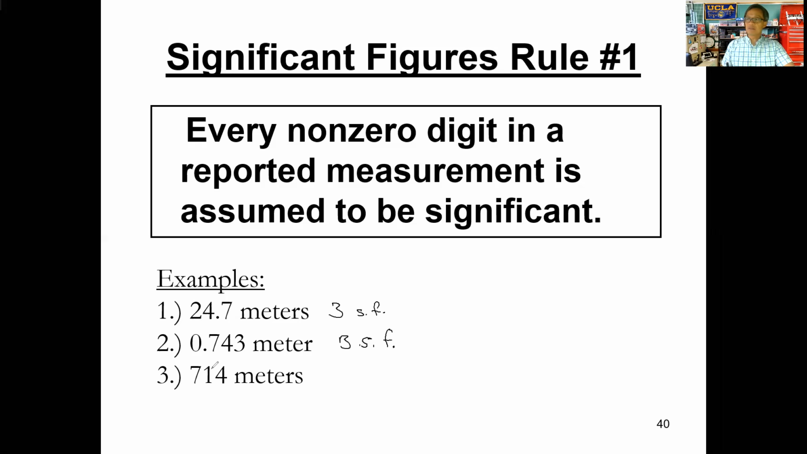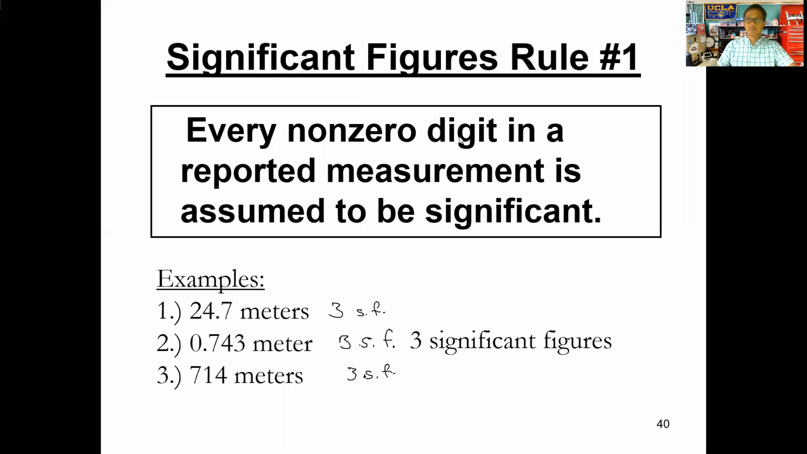Okay. And then finally, the last measurement here, the number is 714. 7, 1, and 4 are non-zero digits, and so we have three significant figures here as well. So for each one of these numbers, in each measurement, we will have three significant figures. All right, that's rule number one.